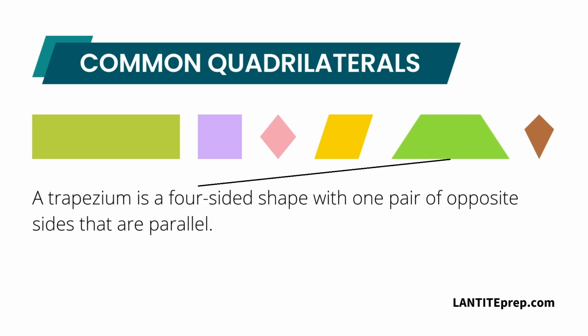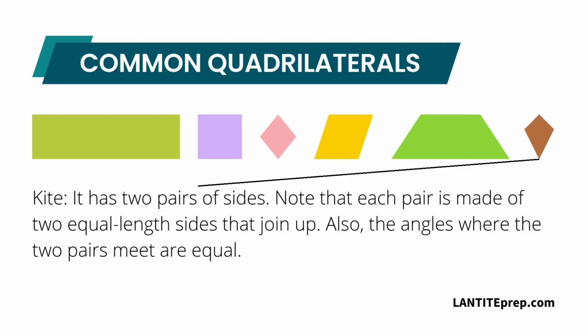A trapezium is a four-sided shape with one pair of opposite sides that are parallel. And finally, this is the kite, and it has two pairs of sides. Note that each pair is made of two equal length sides that join up. Also, the angles where two pairs meet are equal.